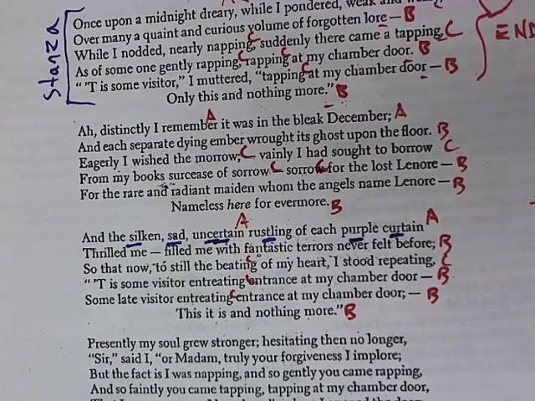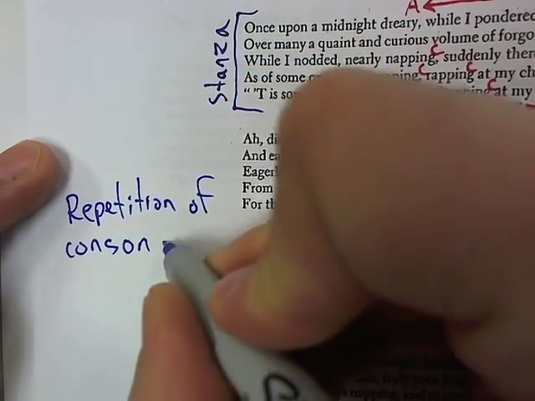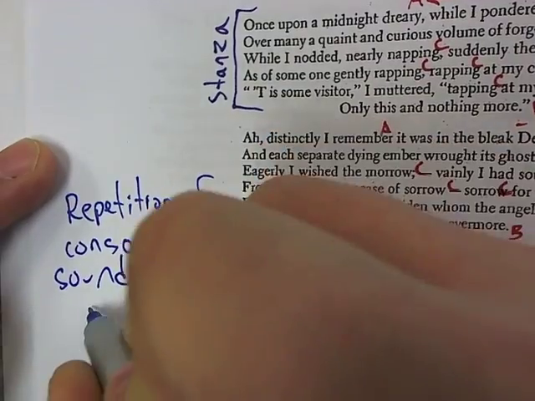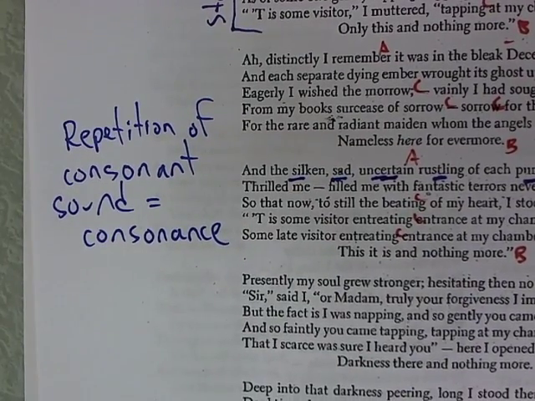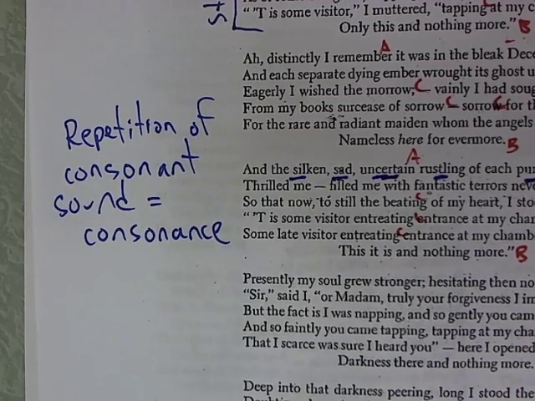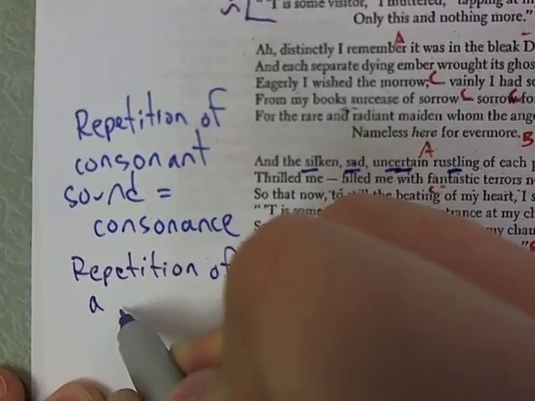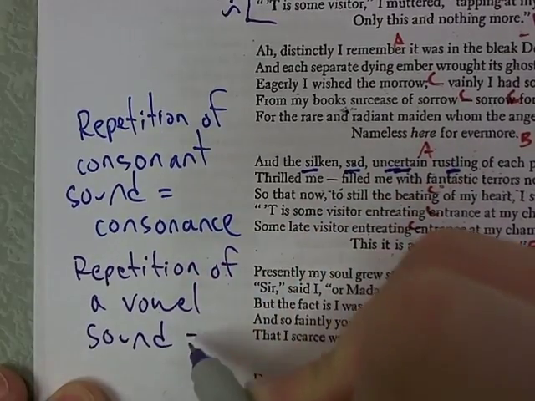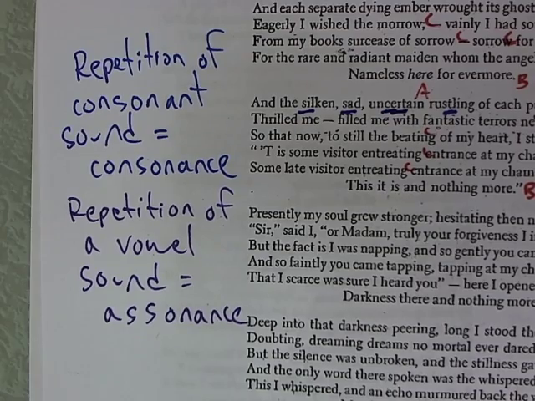We've got repetition of a consonant sound and repetition of a vowel sound. Repetition of a consonant sound is consonance. Now consonance, unlike rhyme, is still used quite a bit in poetry. And repetition of a vowel sound is assonance. Now, poetry still uses a lot of consonance and assonance.